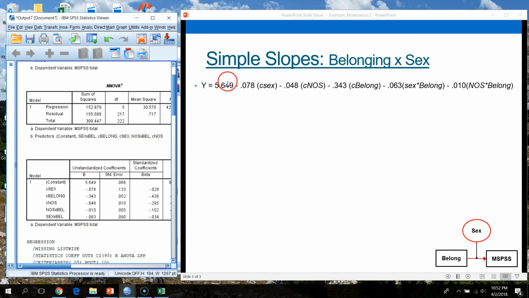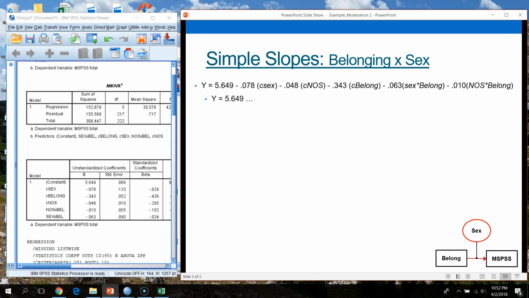So again, start with the coefficients in our baseline model. We've got our constant, coefficient for sex, belonging, NOS, and our two interaction terms. But what I'm going to do now is restructure this equation specifically to look at the conditional effect of thwarted belongingness on MSPSS for men and for women.